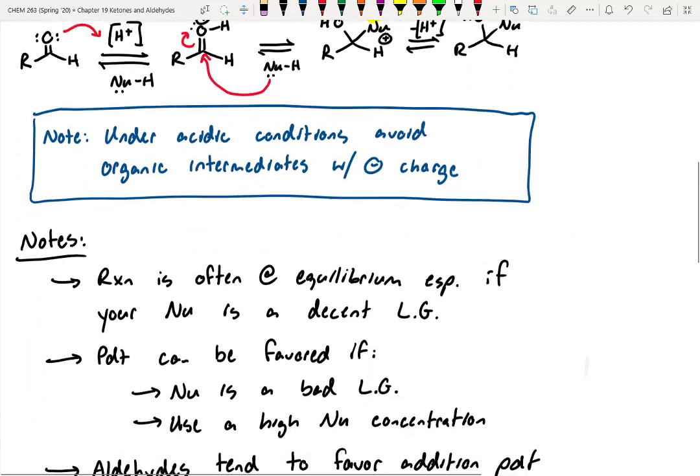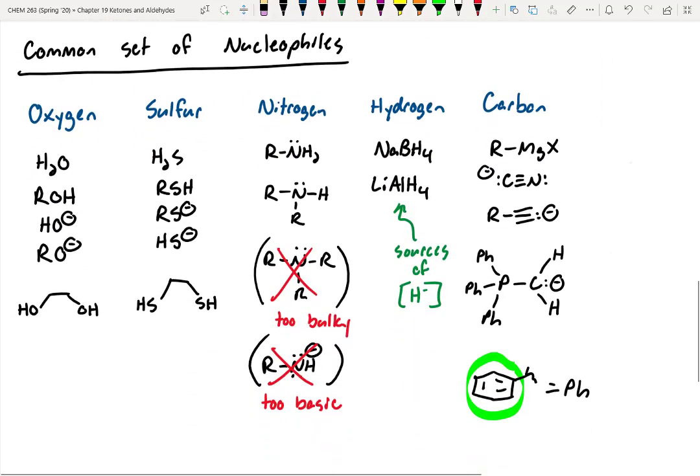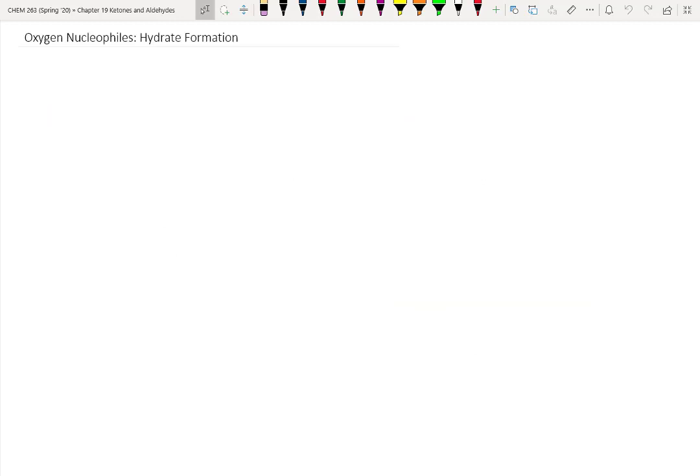And we said that there's a wide variety of nucleophiles that can be used. You can have oxygen nucleophiles, sulfur nucleophiles, nitrogen nucleophiles, hydrogen nucleophiles, and carbon nucleophiles. The nucleophiles that we tend to see most often in organic chemistry are the oxygen-based nucleophiles, so that's where I wanted to start, and then we'll cover the rest of the nucleophiles as we go on.